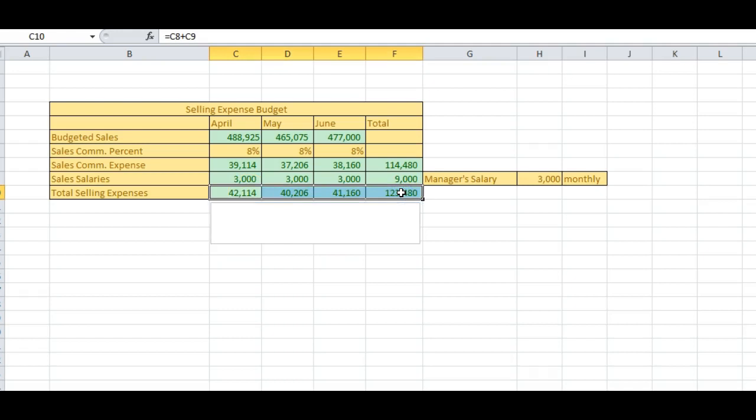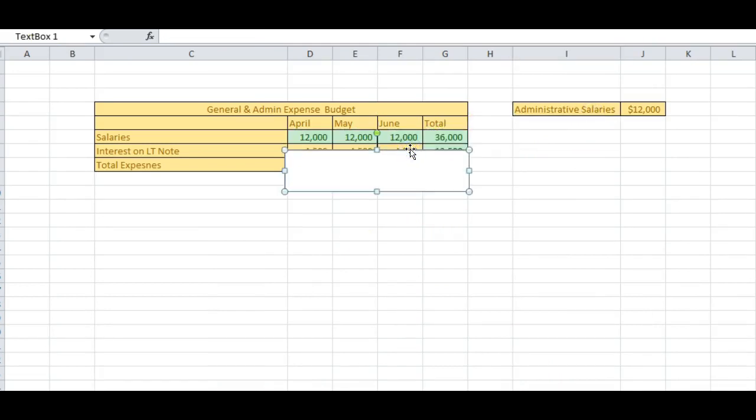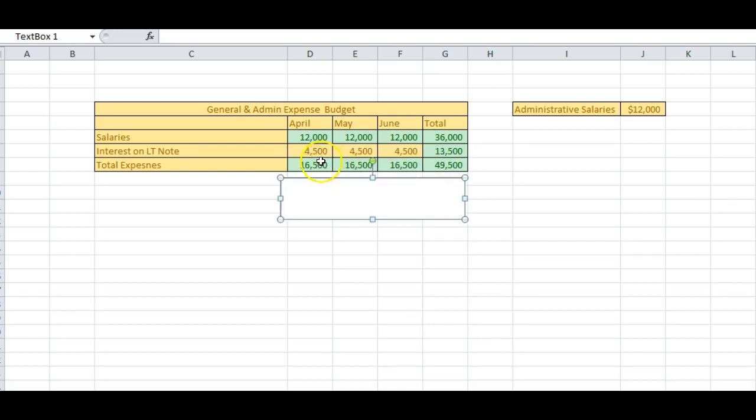Please remember this is very basic, so as not to get too confusing. So now we are up to general expenses, and we have administrative salaries that are included in this at $12,000. We have interest on a long-term note of $4,500 that's part of the general and admin budget. Add those together, and we now have the admin.